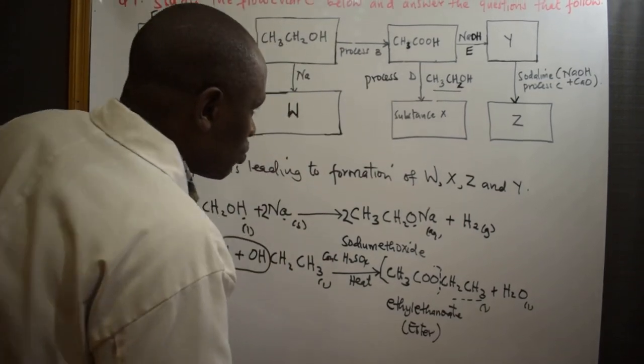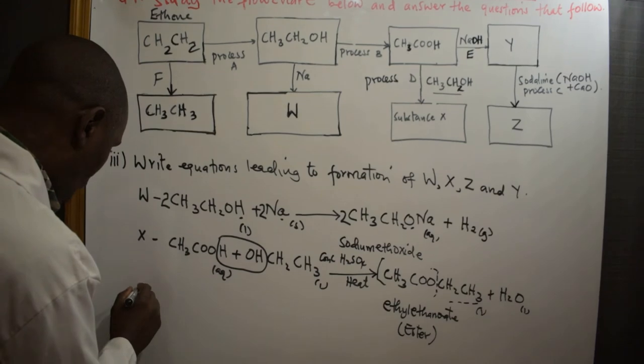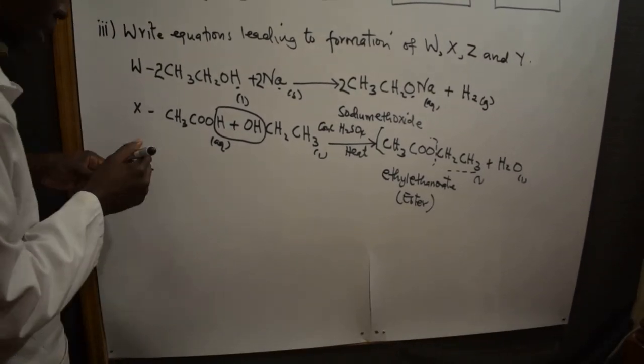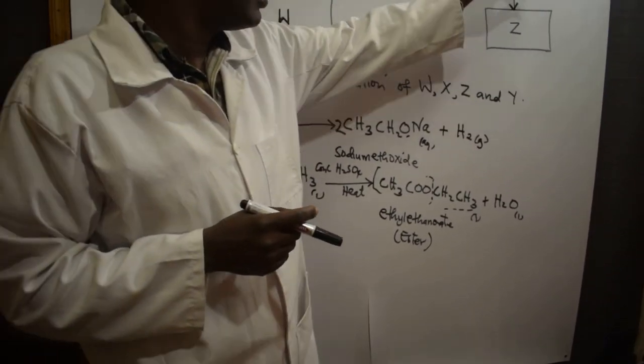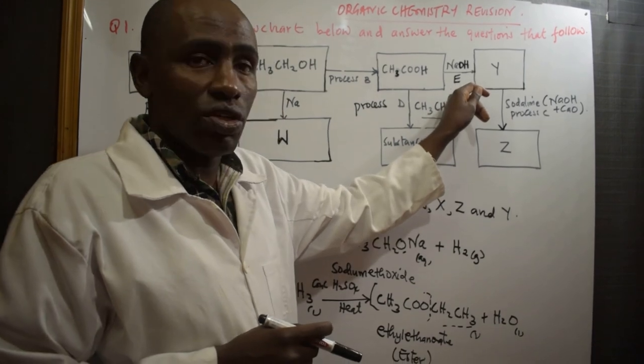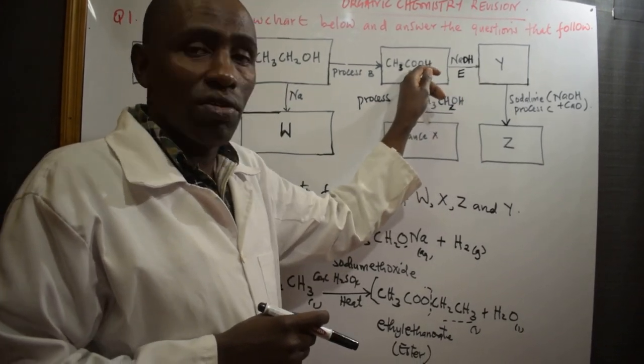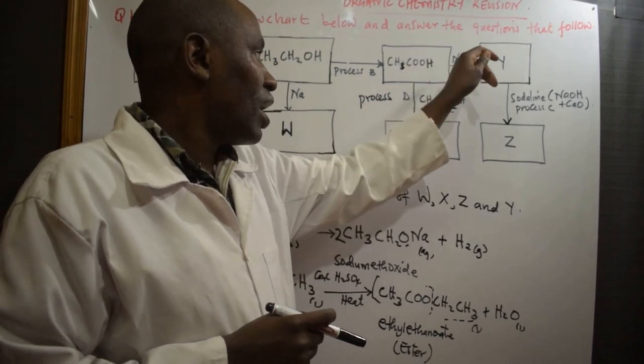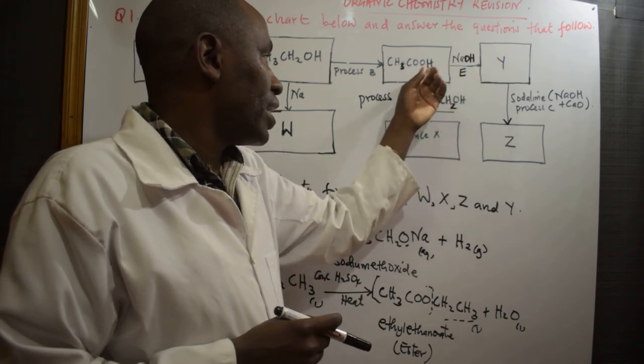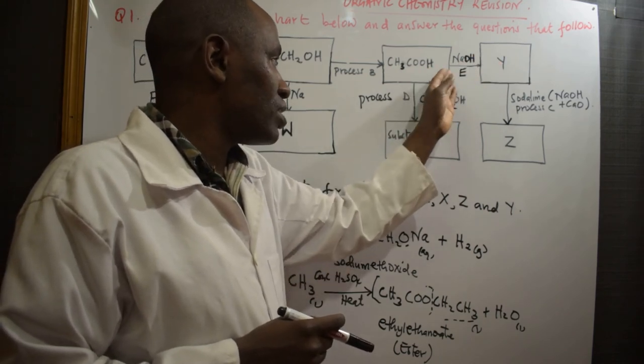Now, we get to Y first. We mentioned that Y is obtained from a neutralization reaction, given that ethanoic acid is an acid and sodium hydroxide is a base. An acid-base reaction is called neutralization.